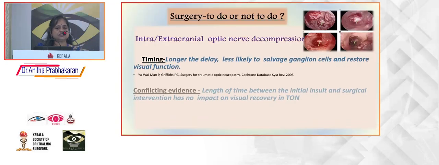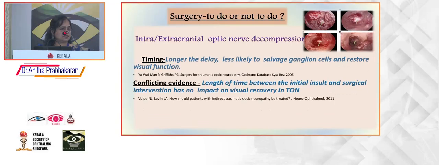And regarding the surgical options, we have the intracranial or extracranial or endoscopic optic nerve decompression. Again, the timing is controversial, whether you should do it immediately to salvage the ganglion cells, but there is conflicting evidence that there is no difference between whether you do it immediately or not.